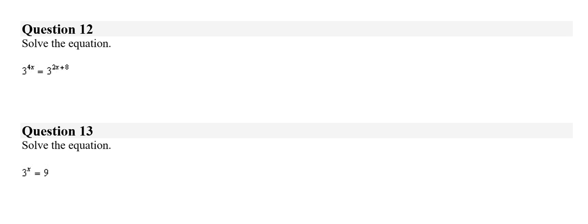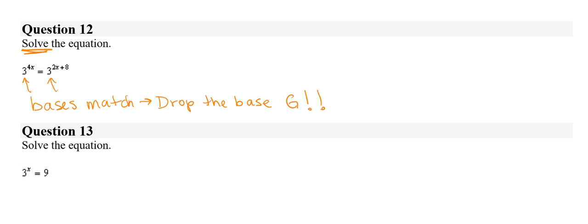Okay, number 12, now we're moving into a different concept, this idea of solving. So first thing you're going to do is look at the bases and see if they match. We've got a base of 3, base of 3. Because the bases match, that means we can drop the base, G. I'm literally going to cross those out. Drop the base, G. That leaves the powers of 4x equals 2x plus 8.